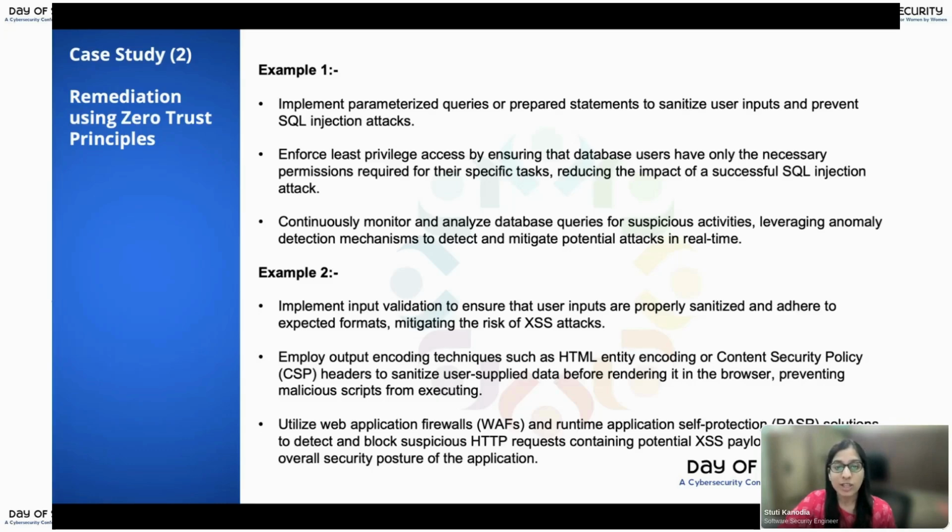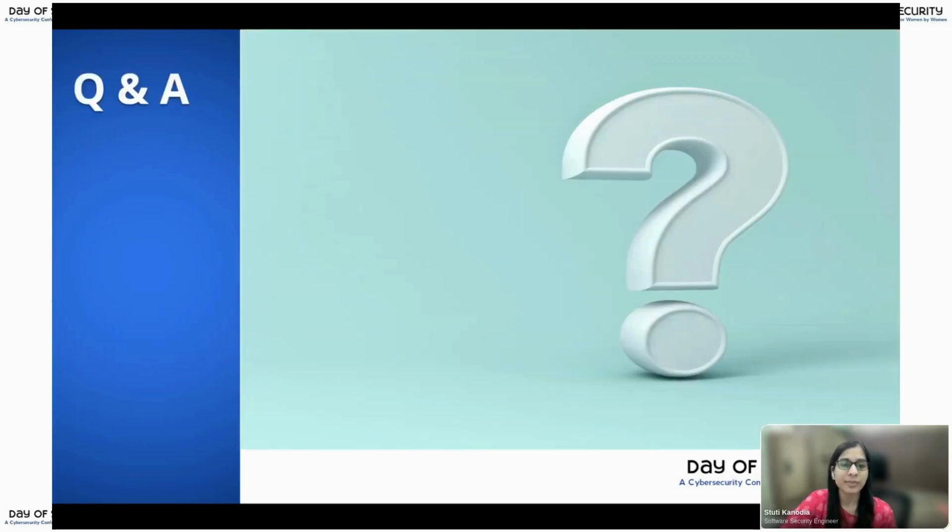Zero trust security is very important while creating or developing any application, or trying to remediate any vulnerability. I think that's all about my session. This was all about zero trust security. If anyone has any questions, we can quickly answer them. Otherwise, that's all.